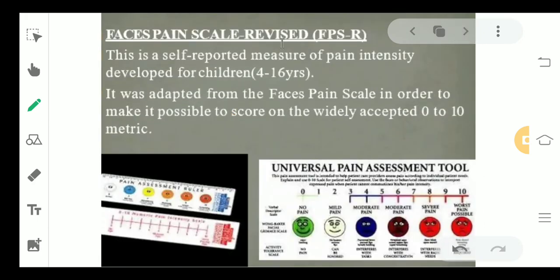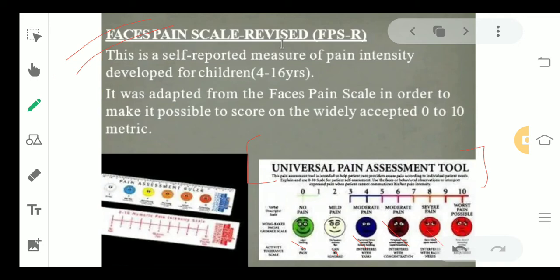This is the most important one, the Faces Pain Scale. Now the Faces Pain Scale is basically this kind of chart, or I should say a scale, which is mostly used in pedo patients, because small children will not be able to number the pain. So when you show them this chart, they will be able to see these emojis and express their views towards the pain they are feeling.